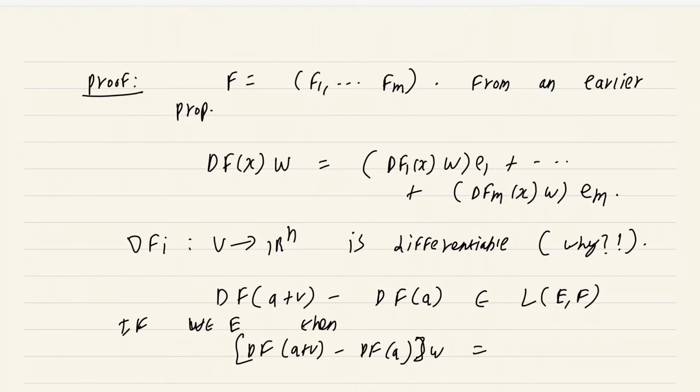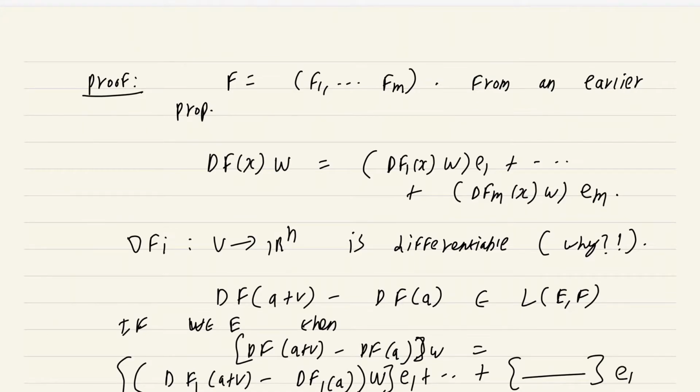is given by what I had said earlier. This is just nothing but d of f1(a+v) minus d of f1(a), this whole thing acting on w, and this thing is the component of e1, plus dot dot dot, an analogous expression for em. I'm not going to bore you by repeating the same thing again and again. So this just follows from this. So we have an expression for the difference df(a+v) minus df(a) acting on a vector w. This acting on a vector w is really not going to matter much, as you will see in the later part of the proof.